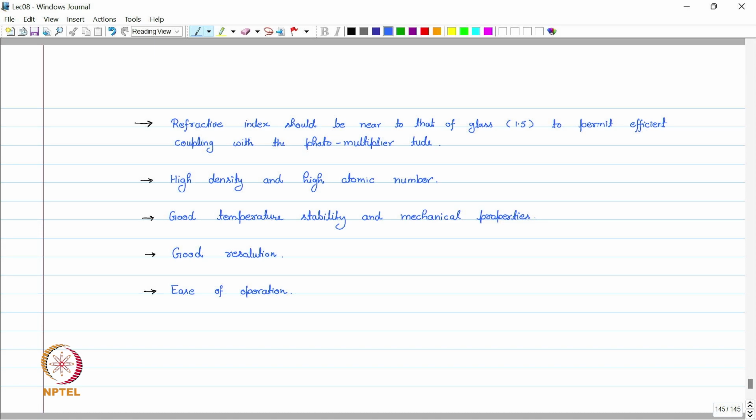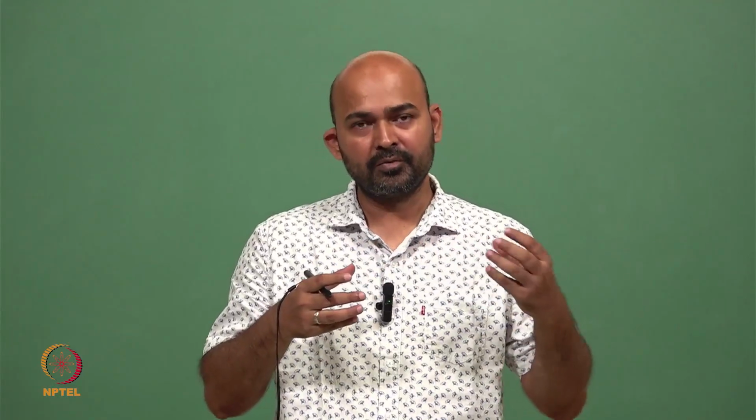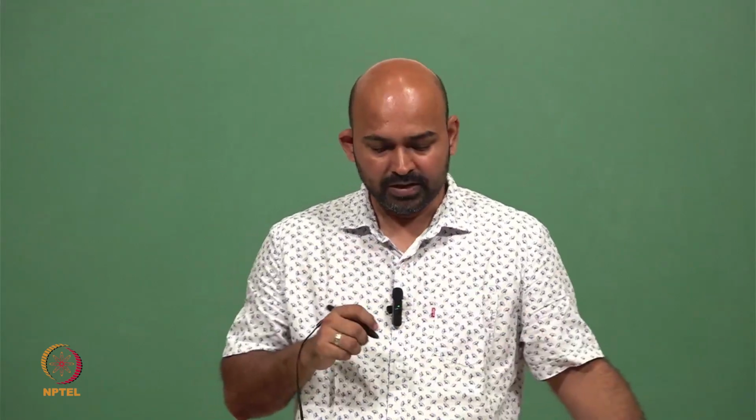So these are a few more important properties of these scintillation detectors. The first one is the refractive index should be close to the glass, because glass is almost transparent to visible light, and if this refractive index is close to glass or 1.5, we can couple our photomultiplier tube easily with the scintillators, and the visible photons can now travel from the scintillator to the photomultiplier tube without any problem. So refractive index should be close to 1.5.